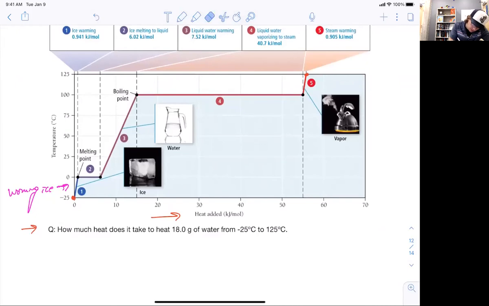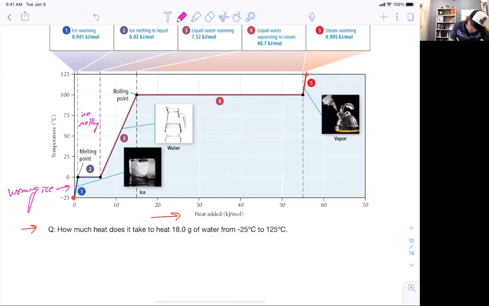But then it gets up to 0, and this is again at 1 atmosphere near sea level. Now you're still putting heat in, but it starts to melt. All that energy you put in is breaking the hydrogen bonds that are holding it in the solid phase. So you've got the melting point, and now you just have ice melting.